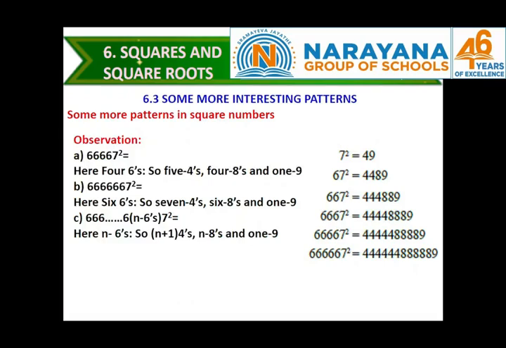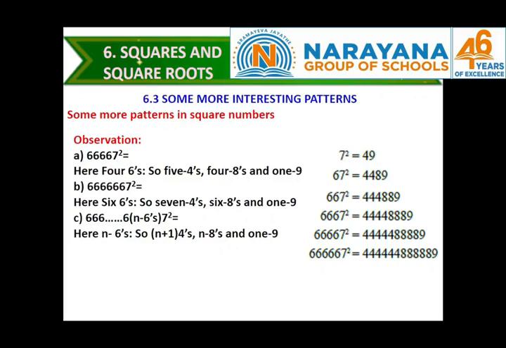See another pattern. 7 square is equal to 49. 67 square is equal to 4489. 667 square is equal to 444889. 6667 square is equal to 44448889. So what is the rule here?